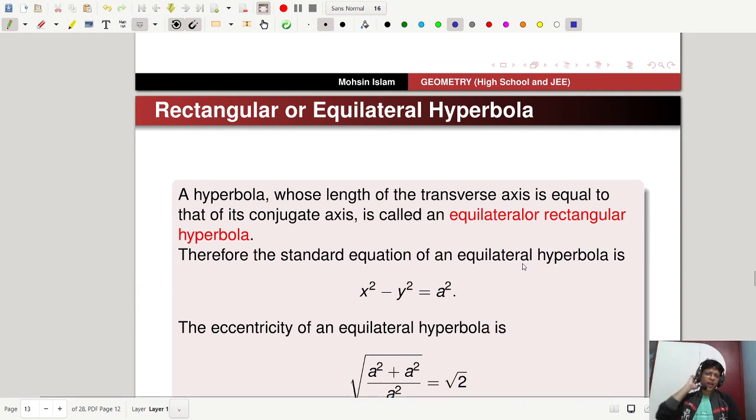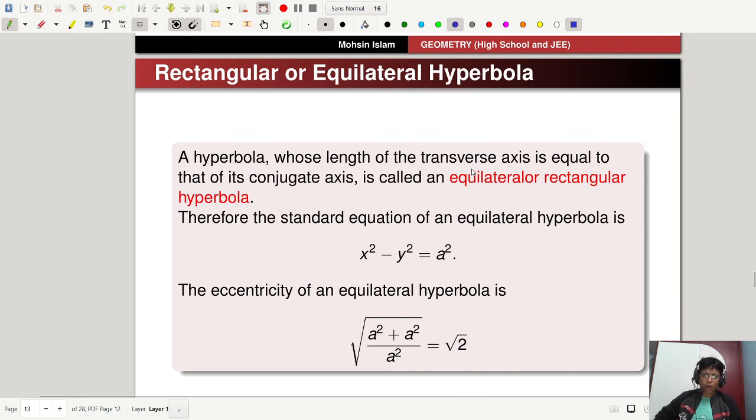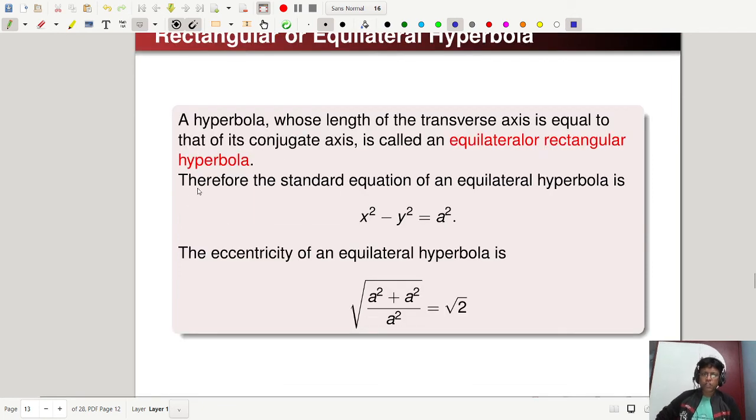And we define here the equilateral hyperbola or rectangular hyperbola. A hyperbola whose transverse axis is equal in length to its conjugate axis is called an equilateral hyperbola or rectangular hyperbola. So the standard equation is, in this case, a square is equal to b square. So x square minus y square is equal to a square, and you can easily check that the eccentricity of the equilateral hyperbola is √2.